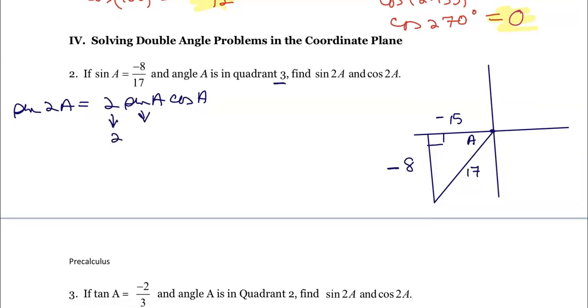Okay, the sine of A is opposite over hypotenuse, so that's negative 8 over 17, and the cosine of A is going to be negative 15 over 17, and you're going to multiply those together, and when you do that, you should be getting a positive 240 over 289, and that's your final answer. Okay, so that's what sine of 2A equals. So then we have to do the other one, which is going to be cosine of 2A.